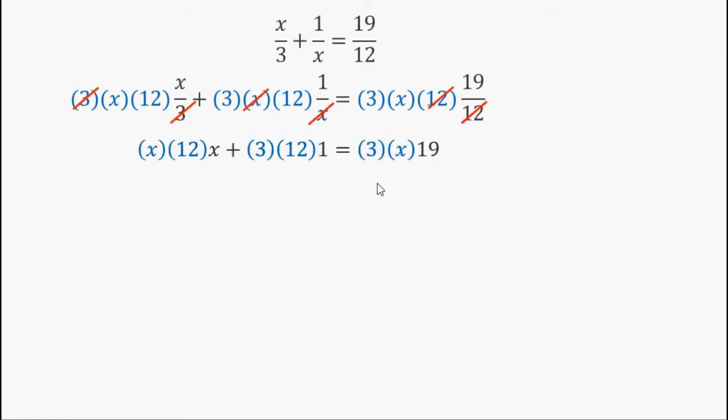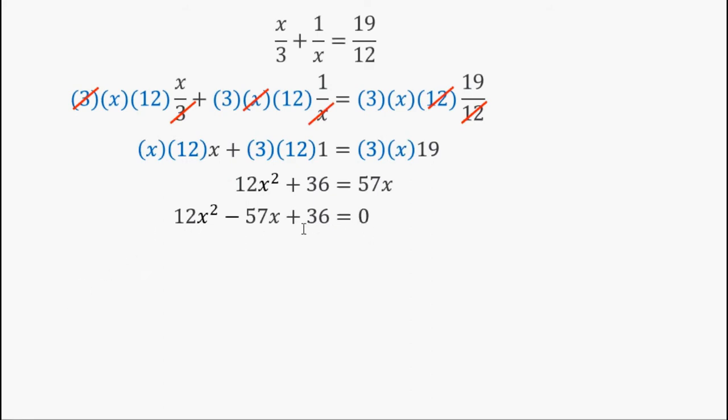And then, simplify each term by multiplying the factors. Kaya, we have x times 12 times x is equal to 12x squared. 3 times 12 times 1 is equal to positive 36. And then we have 3 times x times 19 is equal to 57x. Let us apply APE to arrange this in standard form. Kabisado na natin ang APE guys ha.